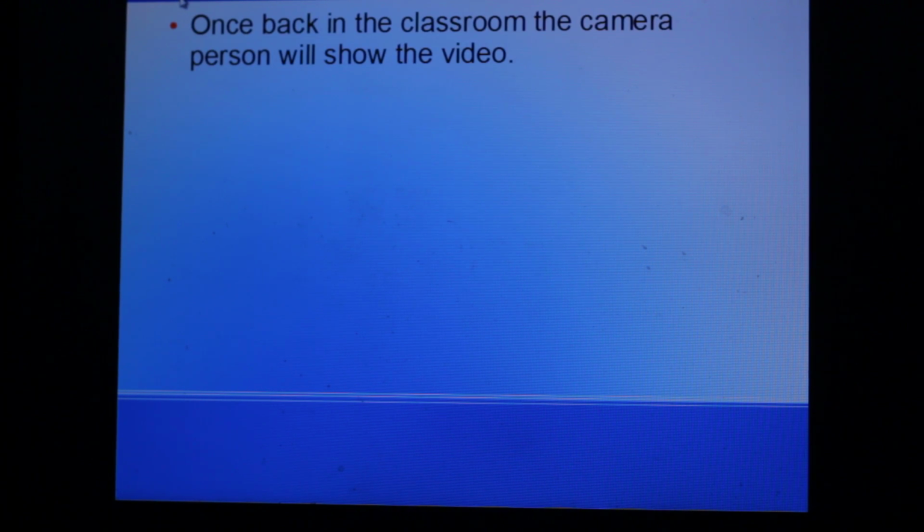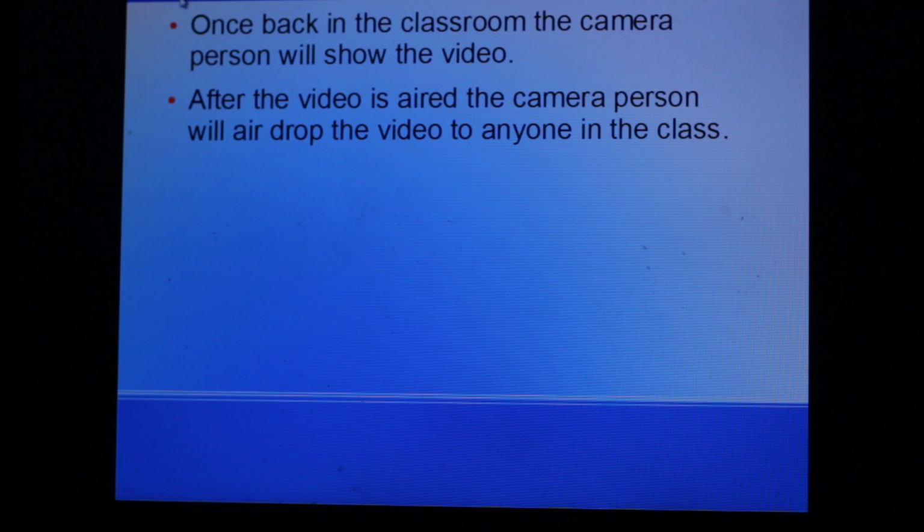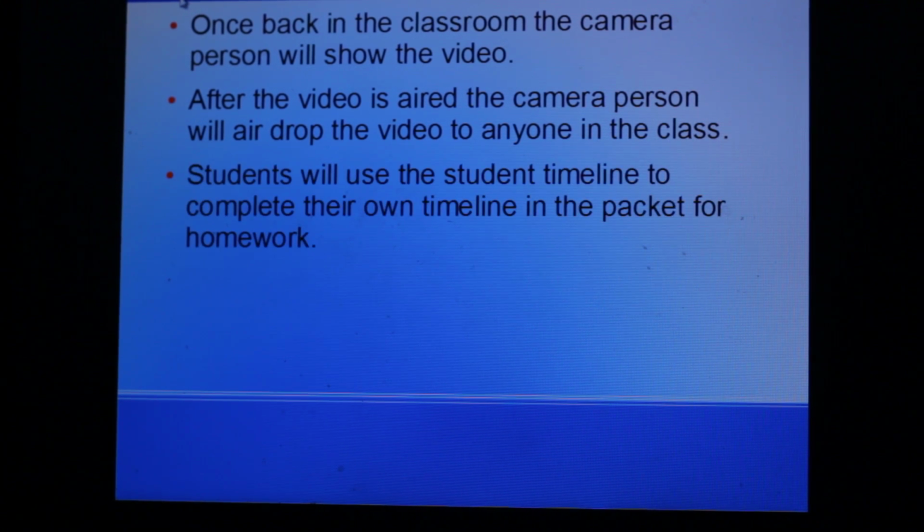Once back in the classroom, the camera person will show the video. After the video is aired, the camera person will airdrop the video to anyone in the class, or everyone in the class. Everybody should get a copy of it. Students will use the student timeline to complete their own timeline in the packet for homework. So you're going to use this timeline and you just copy it basically and put it on the one in your packet so you have it done. Okay? That's it.